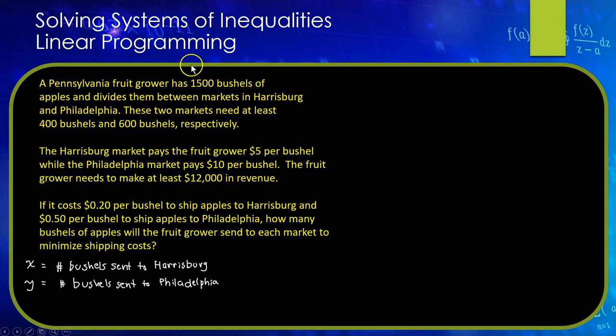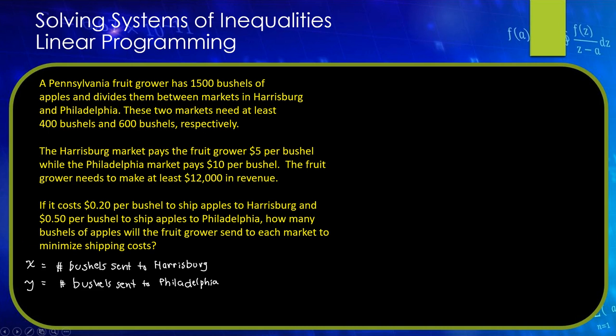These things are conditions being placed on this problem, either by the markets in Philadelphia and Harrisburg, how many apples the fruit grower actually has, what kind of revenue he needs to make, and what each market pays him. Those are the things that dictate what combinations would work out in this instance and what won't.